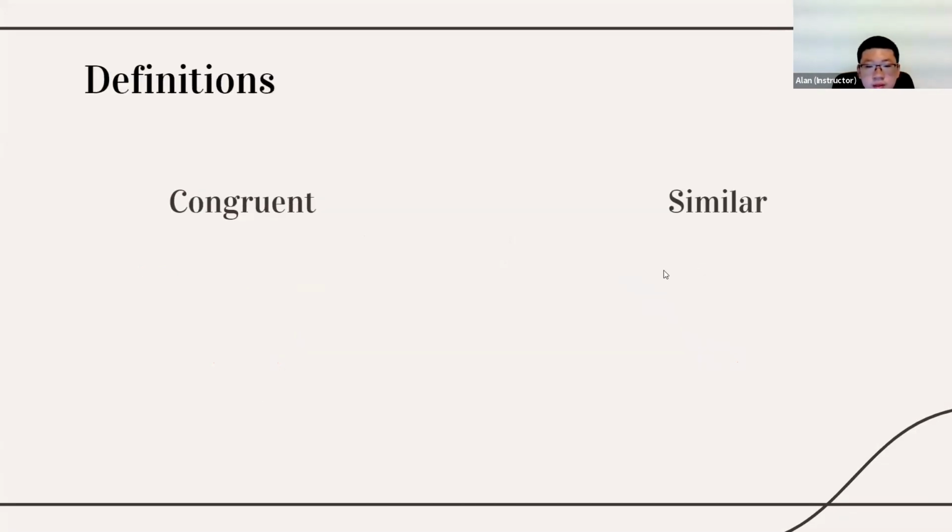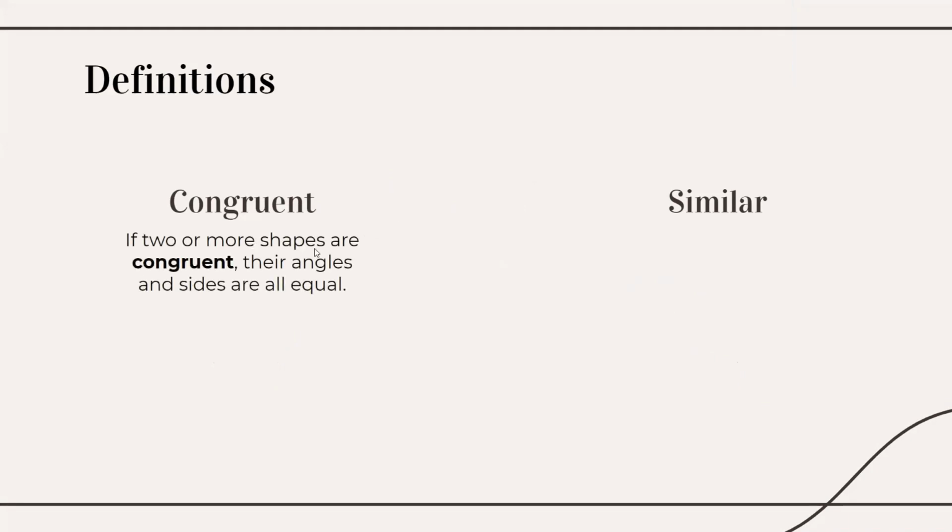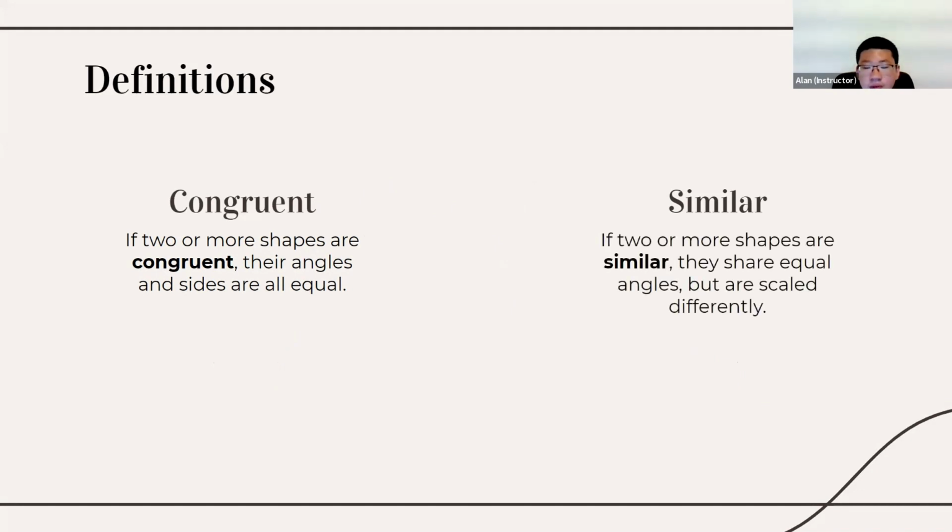Alright, so now we're going to go over the actual definitions of these two words in geometry terms. So two shapes are congruent if all their angles and all their sides are equal. It basically means that if it's a shape and you just move it somewhere else, or you rotate it or flip it. And similar means that they have the same angles, but they're just scaled differently. So for example, one shape might be a scaled up version or a scaled down version of the original.